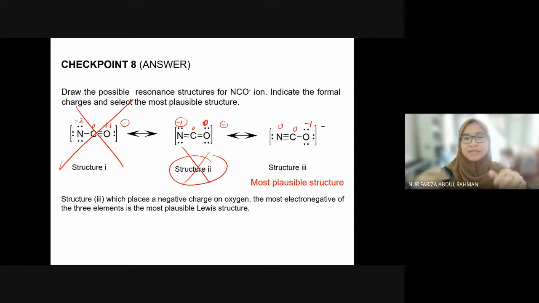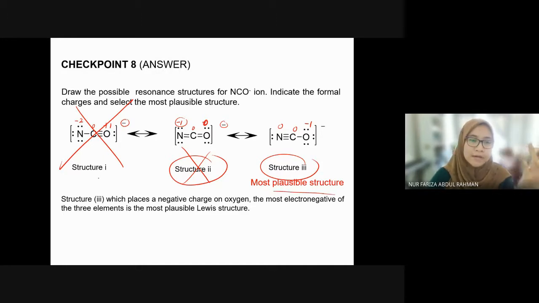Okay, so it doesn't matter that you need structure 3 in the answer scheme, but in your answer you have structure 3 as your structure 1. Doesn't matter, tak kisah. Because at the end of the day, you should have these 3 resonant structures. So you would choose structure 3 as your most plausible structure.